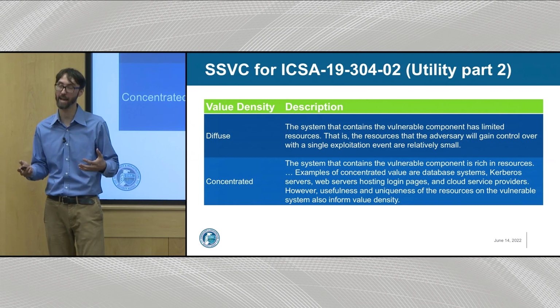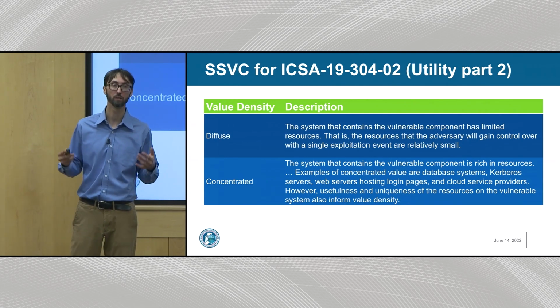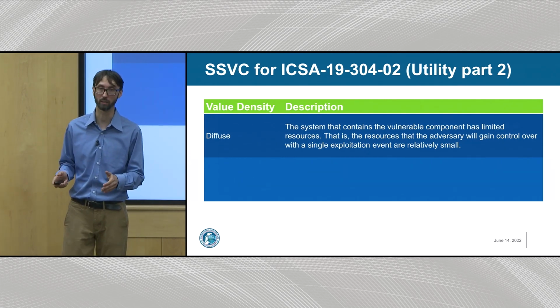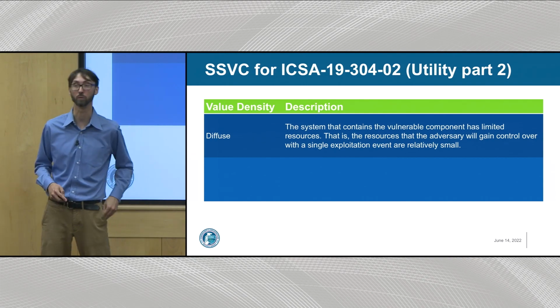This is about what the attacker will understand is the value to them and what makes them likely to attack things. Cameras, not super important, right? They're not security servers that determine who has access to everything in the organization. So we're going to call them diffuse.